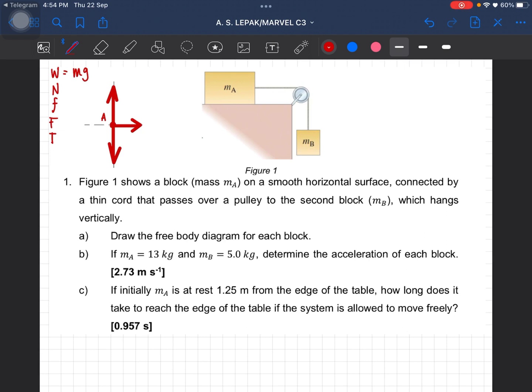Just draw a dot representing the object. So this is MAG. This is your tension. This is your normal force.